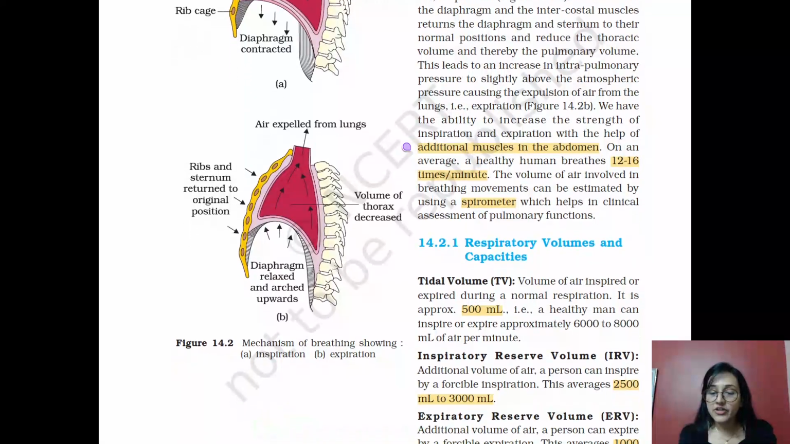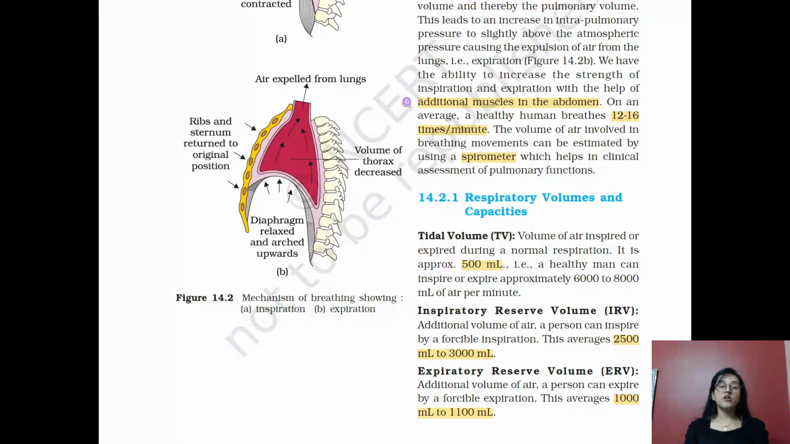Now, we are going to learn about the respiratory volumes and capacities. First, it is tidal volume. In short, we know it as TV. Tidal volume is the volume of air inspired or expired during a normal respiration. It is approximately 500 milliliters. That is, a healthy man can inspire or expire approximately 6,000 to 8,000 milliliters of air per minute. We can do this calculation by ourselves.